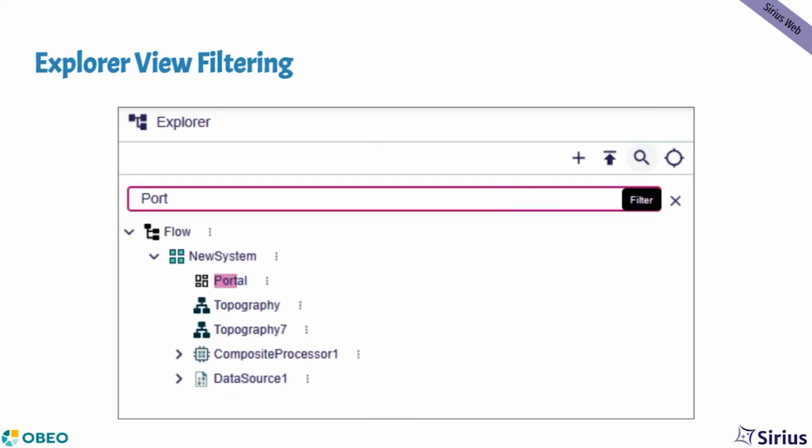We've added filtering directly in the Explorer view. This capability already existed through keyboard shortcuts, but it is now much easier to access thanks to a dedicated button in the toolbar.